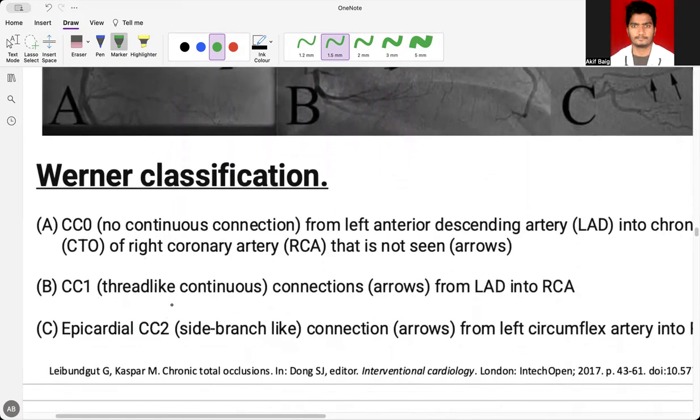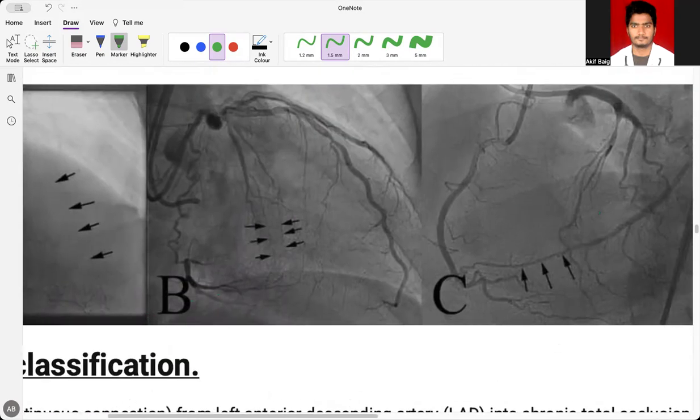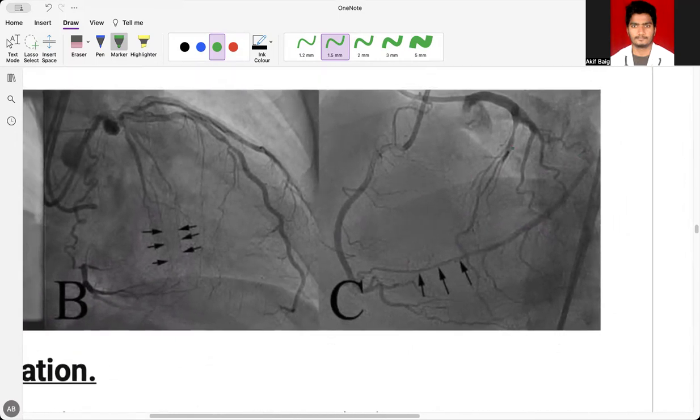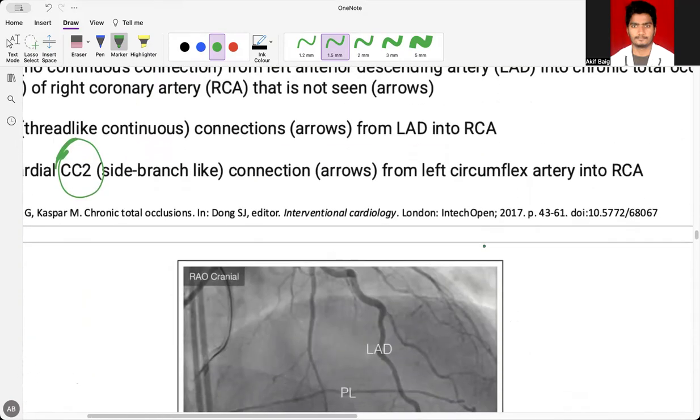And CC2 is called epicardial, like a side branch. As you can see here, collateral has formed from this RCA to this LAD. In between them, you can see this vessel almost looks like a normal coronary artery. So this is that size, epicardial size.